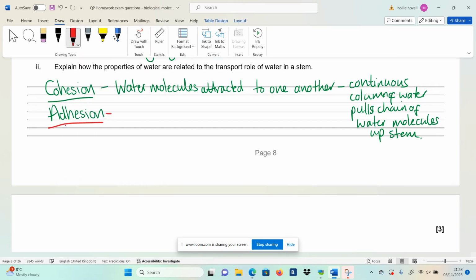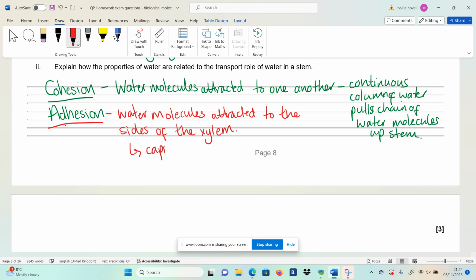So adhesion means something slightly different. Adhesion means different things sticking together. Okay, so in this example, the water molecules will stick to the sides of the xylem. All right, so cohesion means two things that are the same sticking together. Adhesion means two things that are different sticking to each other. So the adhesion happening here is that the water molecules are attracted to the sides of the xylem. Okay, now this allows something to happen called capillary action.